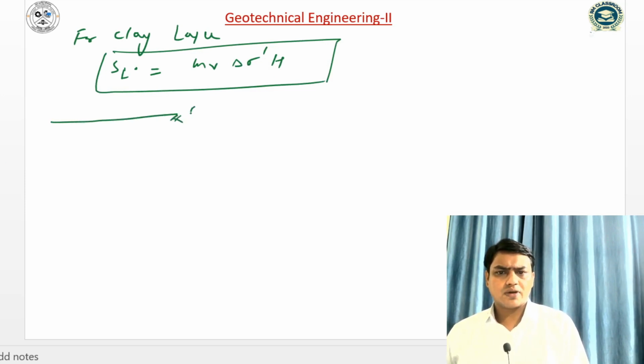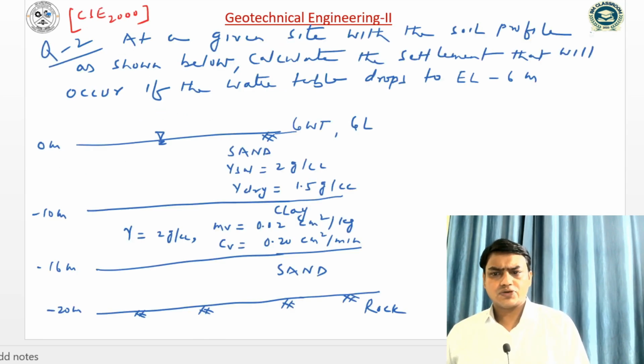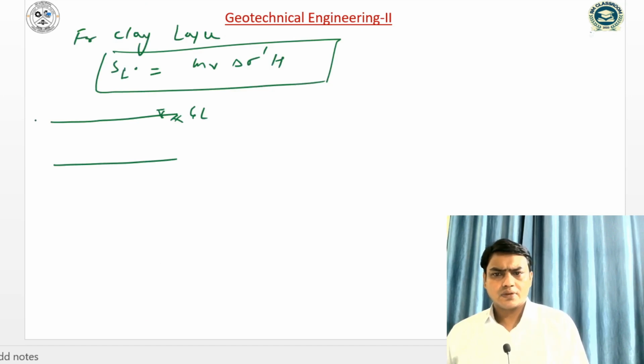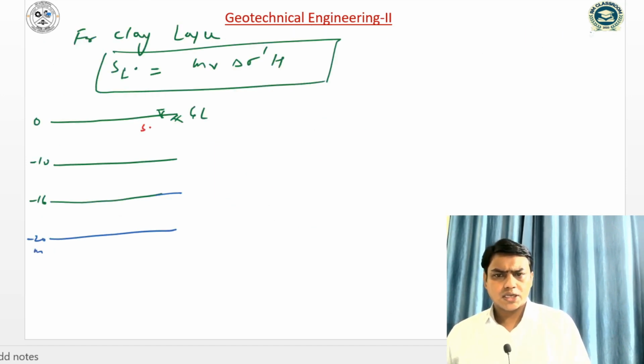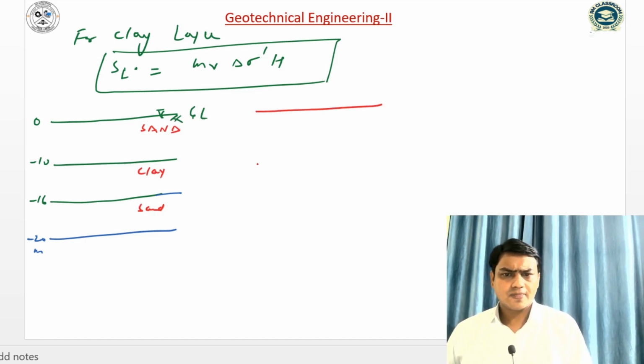The first case, this is the ground level and this is the water table. 0, minus 10, minus 16, and then minus 20 meter. This is sand, clay, sand.